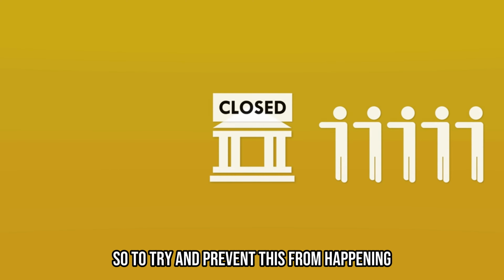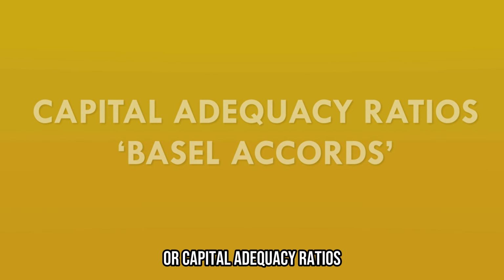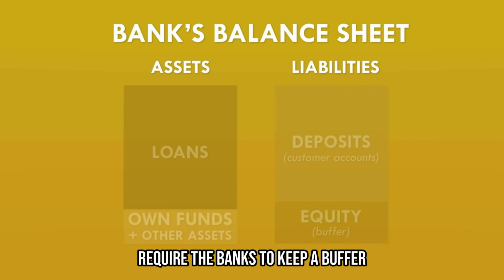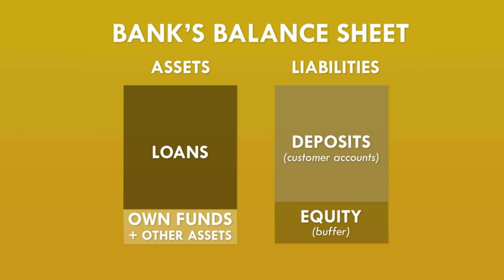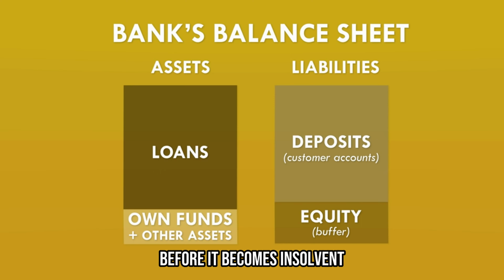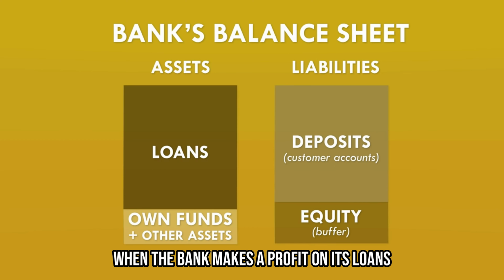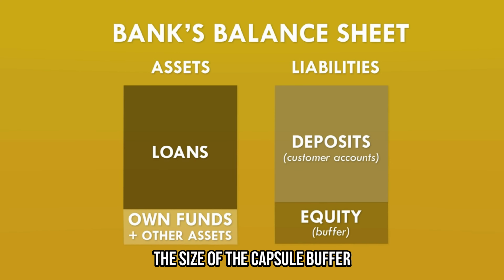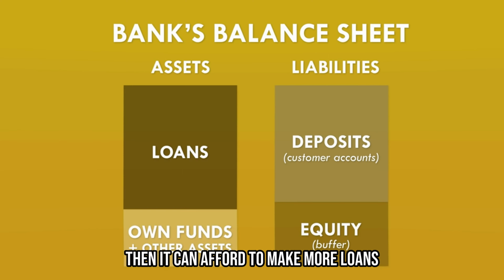So to try and prevent this from happening, there is something called the Basel Accords, or capital adequacy ratios. Capital adequacy ratios basically require the banks to keep a buffer that's big enough to absorb losses. The bigger the buffer, the more of a bank's loans can go bad before it becomes insolvent. We won't go into too much detail on how this scheme works here, but the key thing you need to know is this. When the bank makes a profit on its loans, this profit increases the size of the capital buffer. If its capital buffer is bigger, then it can afford to make more loans.